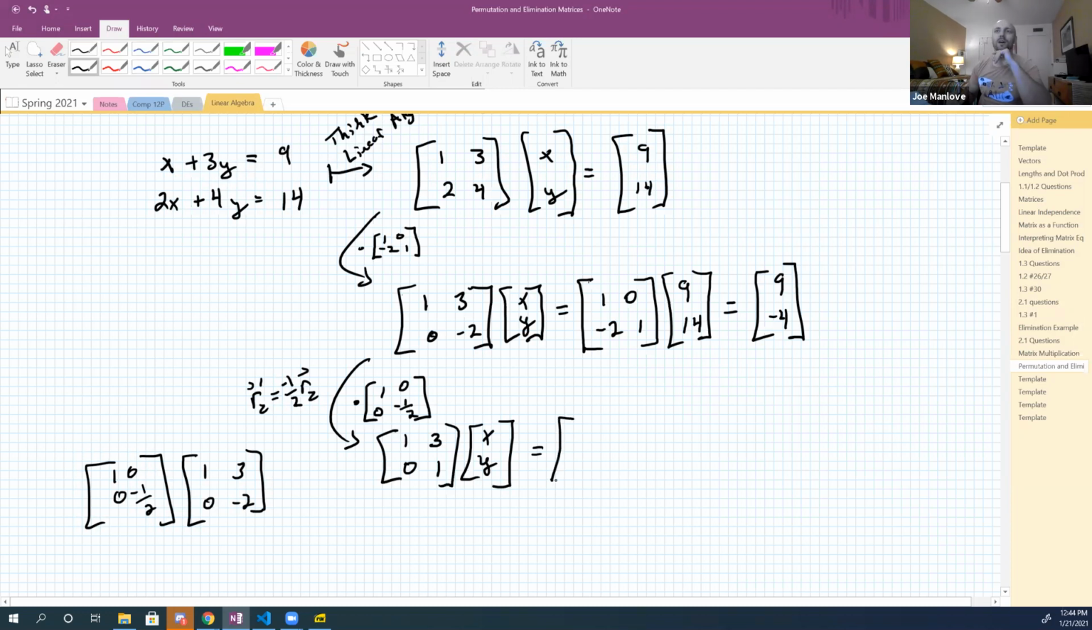And then I need to take this vector and multiply by that matrix. So that's going to be 1, 0, 0, minus 1/2. And then I need to multiply this by 9, negative 4. And out of that, I'm going to get the number 9 and the number, what, for the bottom? 2.